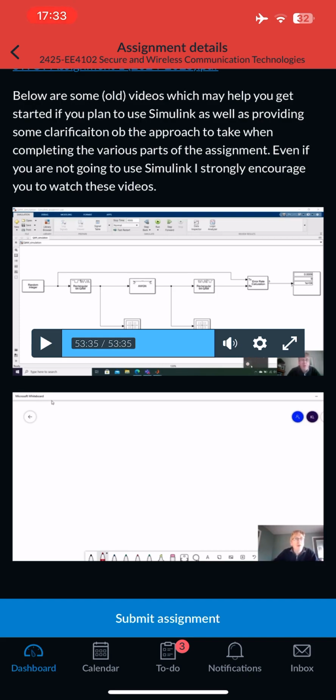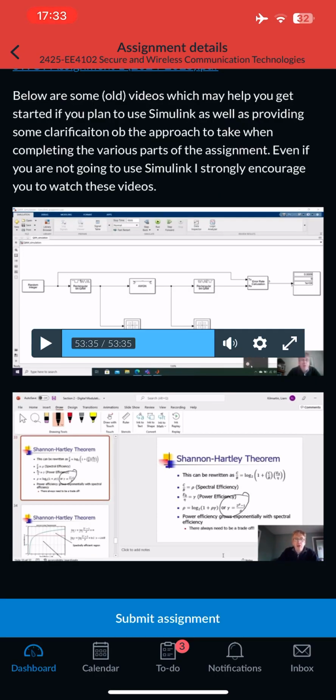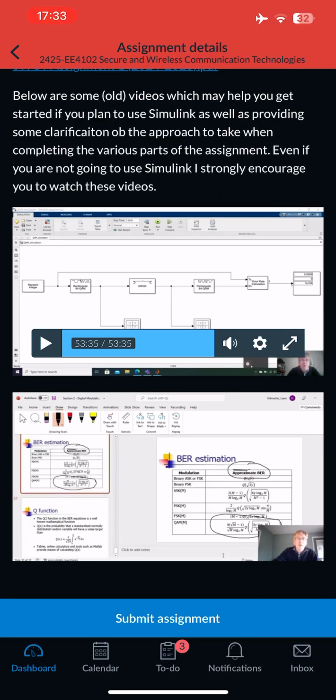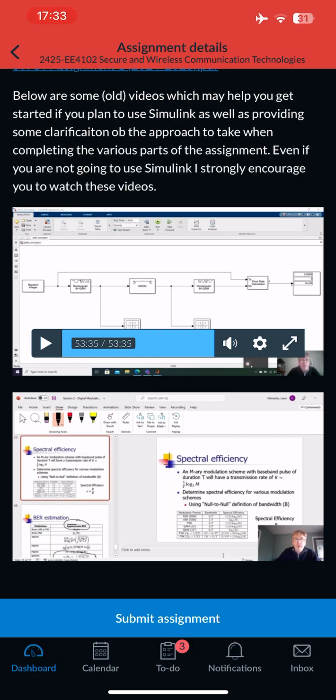So for QAM16, we need to be transmitting at least 15 dB to achieve what we'll regard as error-free communication. Now, what's the spectral efficiency for QAM16? Well, that's actually given to us in our notes here. You can see there spectral efficiency, whichever one of the two you want to use. So, QAM16.